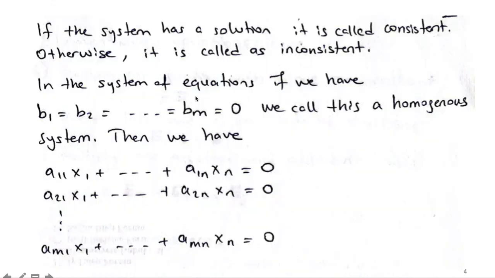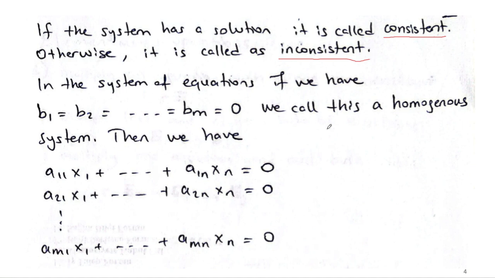So in this type of problem, if the system has a solution, it is called consistent. Otherwise, it is called inconsistent. So this is the keyword, consistent versus inconsistent, depending on whether we have a solution or not.